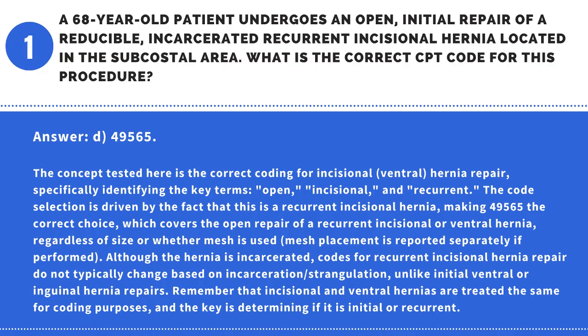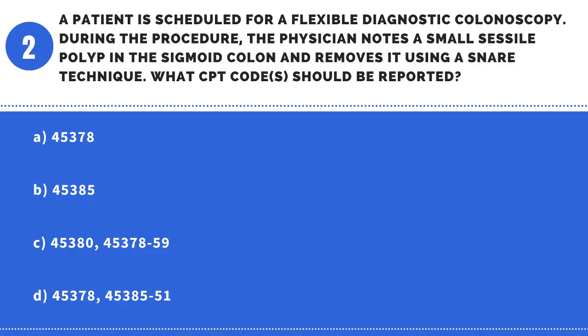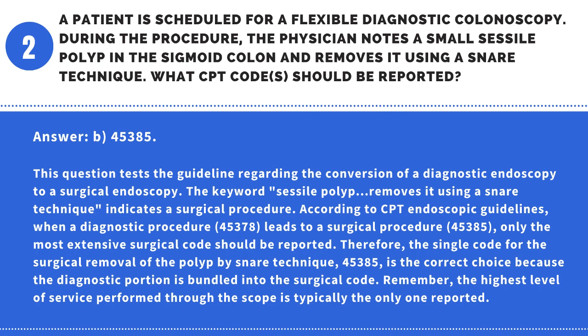Question 2. A patient is scheduled for a flexible diagnostic colonoscopy. During the procedure, the physician notes a small sessile polyp in the sigmoid colon and removes it using a snare technique. What CPT code should be reported? A. 45378. B. 45385. C. 45380, 45378-59. D. 45378, 45385-51. Answer B.